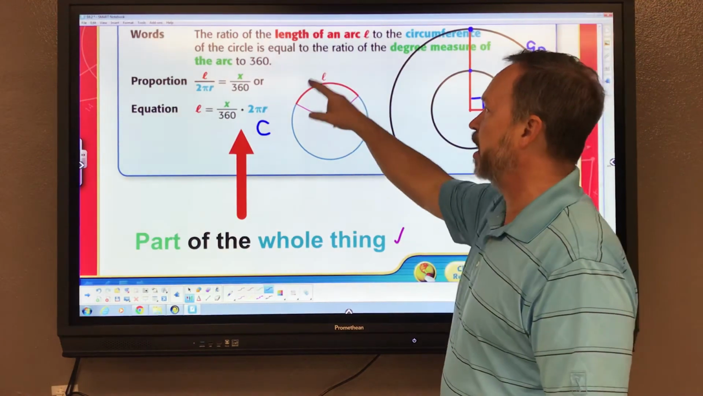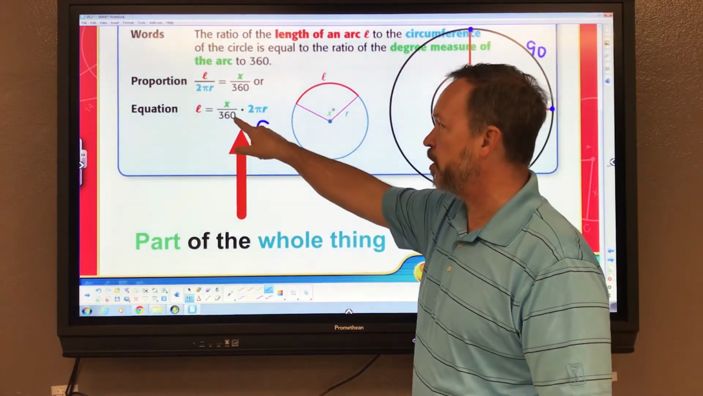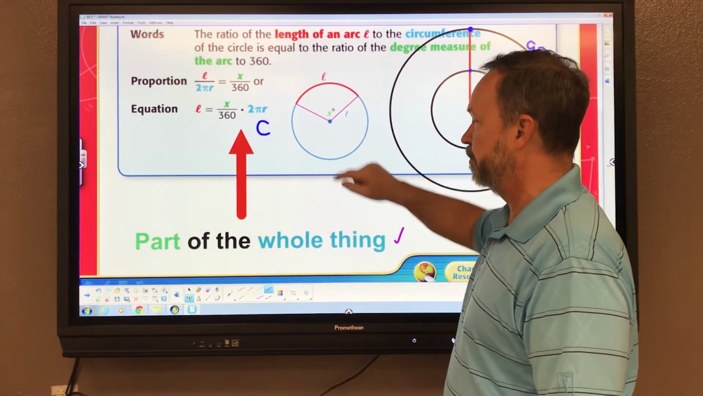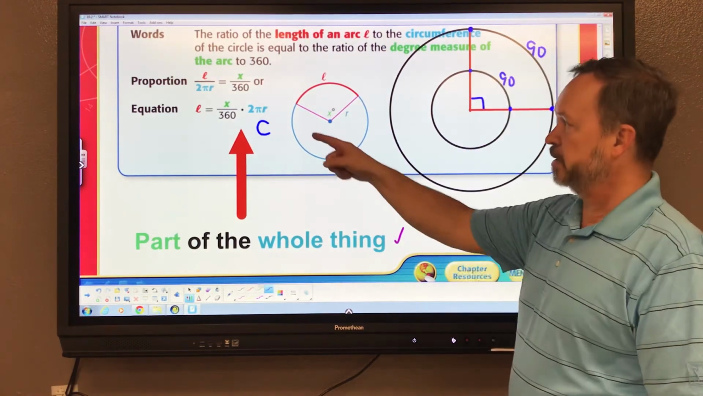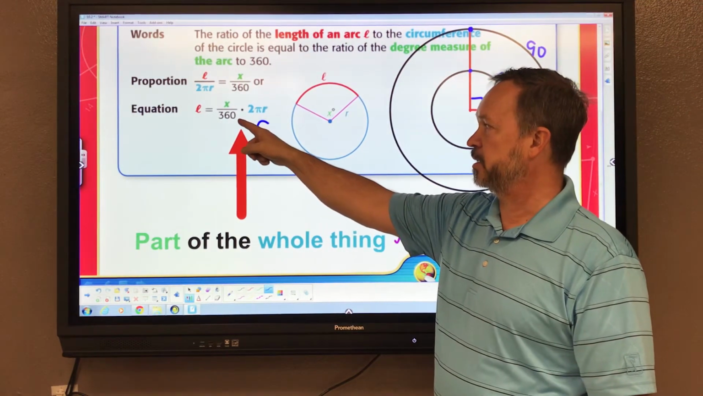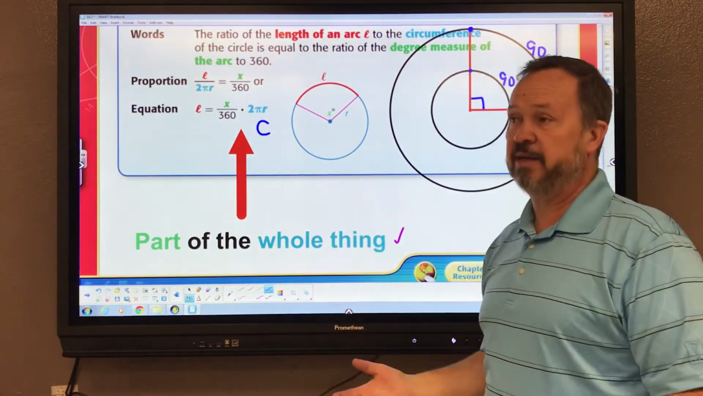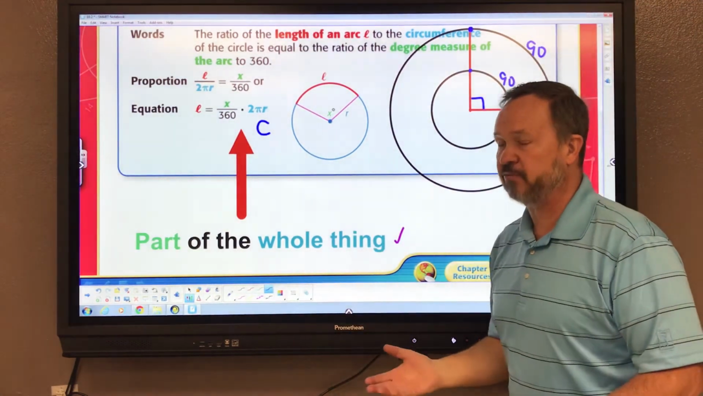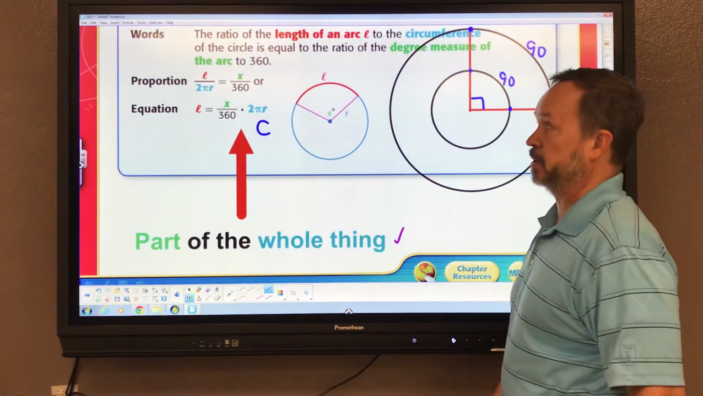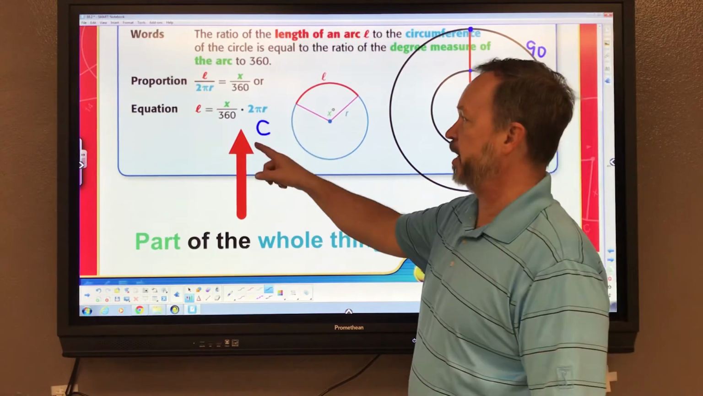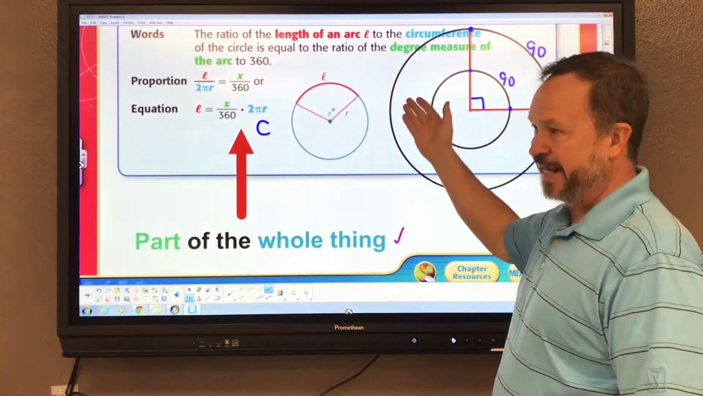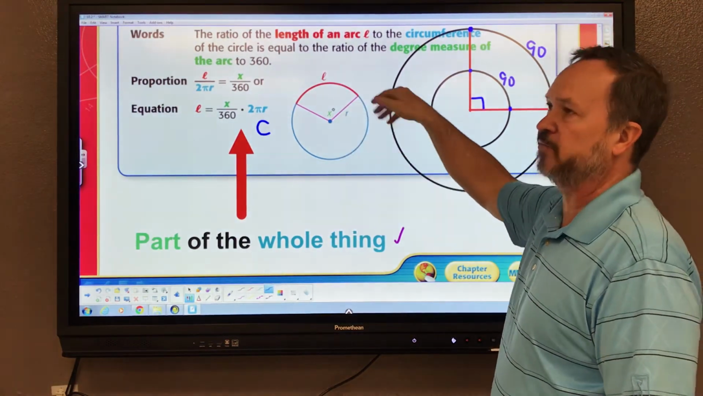So what you're saying is we got the whole circumference, but we're only going to be using part of it because we're not going all the way around the circle. We're only going to go from here to here as defined by the angle. So this little formula is going to be a friend. Now, it's not one of those things that we would have had on our formula sheet for an SOL test or for an exam. So it's one of those things you just kind of got to remember. But it's the part of the whole thing. Part of what whole thing? The circumference. Why? Because we're talking about the length of the arc, which is part of the circumference of the circle.